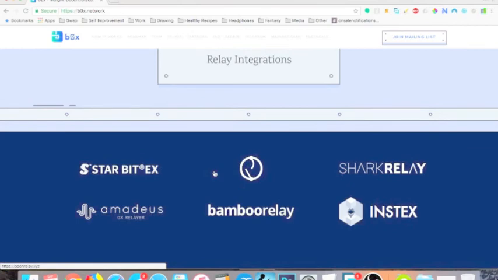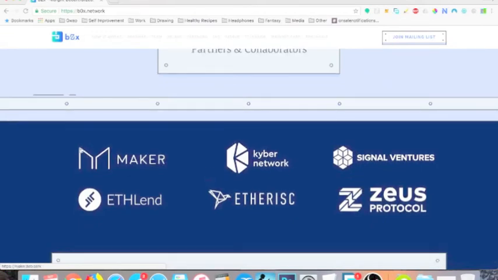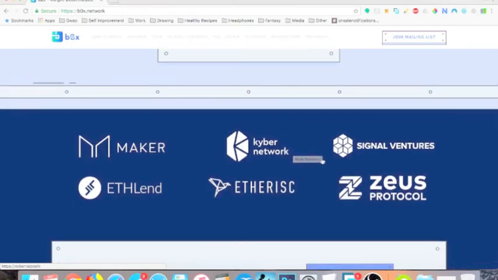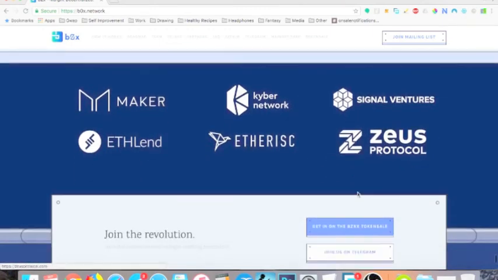Here are some of the Relay integrations that they already have. So that's good, they've already got that set up. And probably one of the most impressive things is that they've already got partnerships with some major decentralized exchange sector players. So Kyber is probably one of the most respected and expected to be one of the big players in decentralized exchanges. And then Maker has a really big stablecoin, the DAI, which is definitely very important because you're going to need a stablecoin for people trading on these networks. Tether is probably not going to do the job, nor will the Gemini stablecoin. And then ETHLEND, of course, they've got that and a couple of other cool partners.